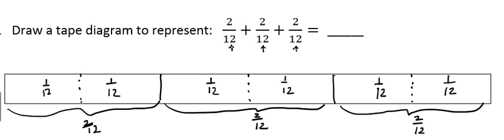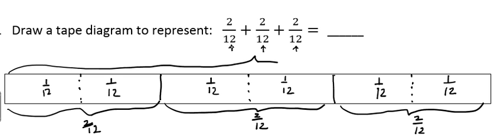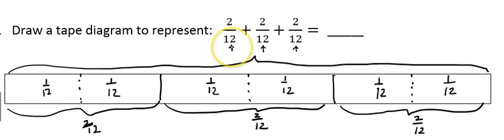Again, the answer to my question is, how many 12ths do I have in all? So I'll show this as my total. Well, I have 3 groups of 2/12, so that would be 6/12 in all. 2/12 plus 2/12 plus 2/12 equals 6/12.